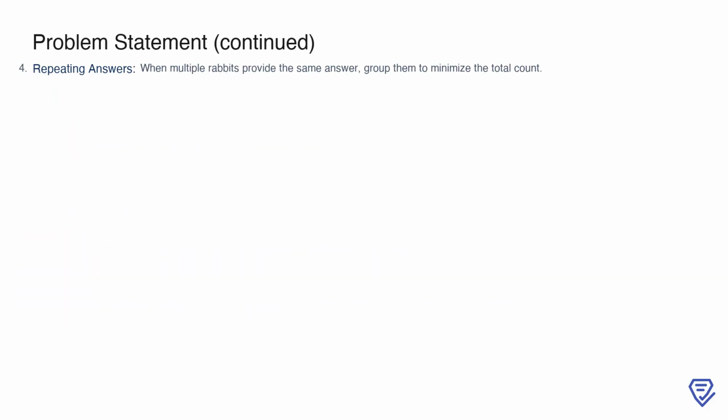Finally, let's consider some additional edge cases. For instance, when all rabbits answer 0, it implies that each rabbit is unique and does not share its color with any other rabbit. In this case, the minimum number of rabbits is simply the length of the answers array. On the other hand, when there are repeating answers, such as multiple rabbits giving the same number, we must group them efficiently to minimize the total count. For large numbers in the input, it's important that the solution handles these scenarios correctly by grouping rabbits without exceeding the constraints. These considerations ensure that the solution is both accurate and optimized for all possible inputs.